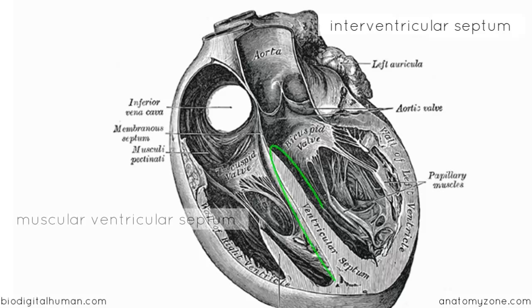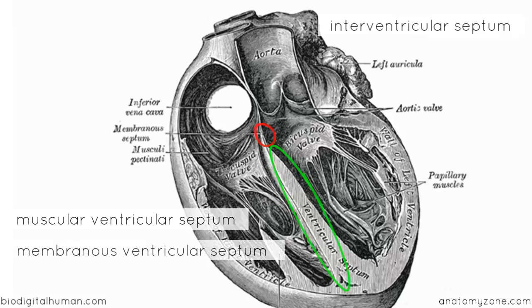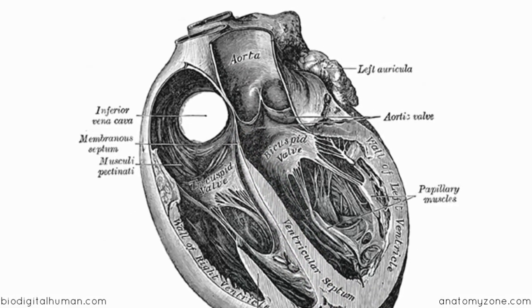You've got this thick muscular ventricular septum which forms most of it. So most of the septum is thick and muscular, but then you've got this little bit at the upper part and posteriorly, which is called the membranous ventricular septum, and this is thin and fibrous. So you've got the membranous and the muscular ventricular septum.